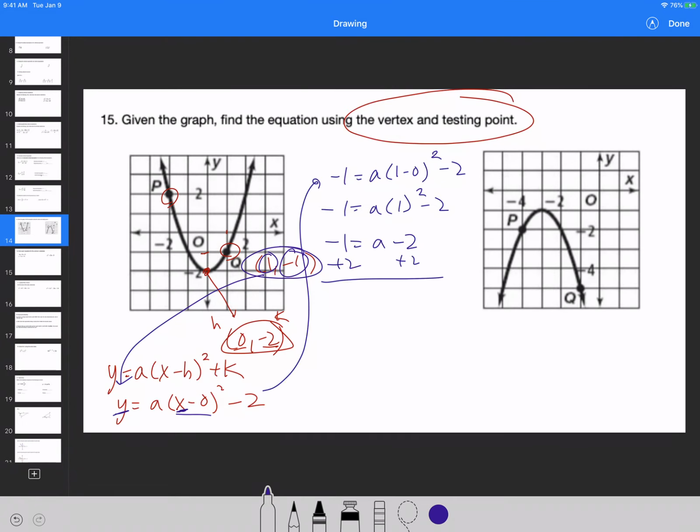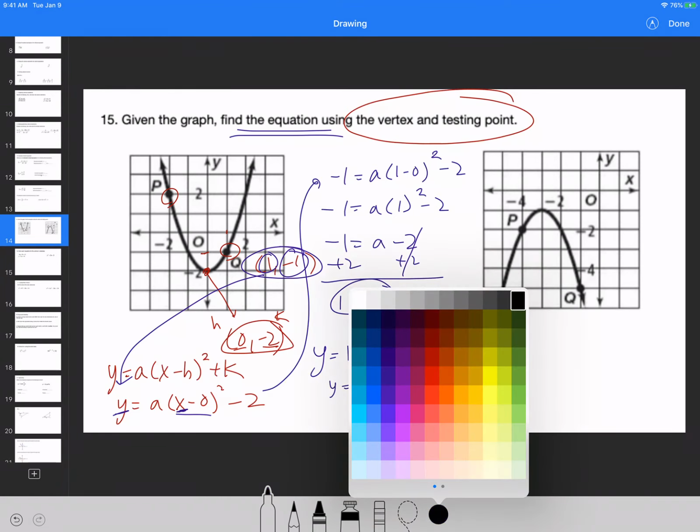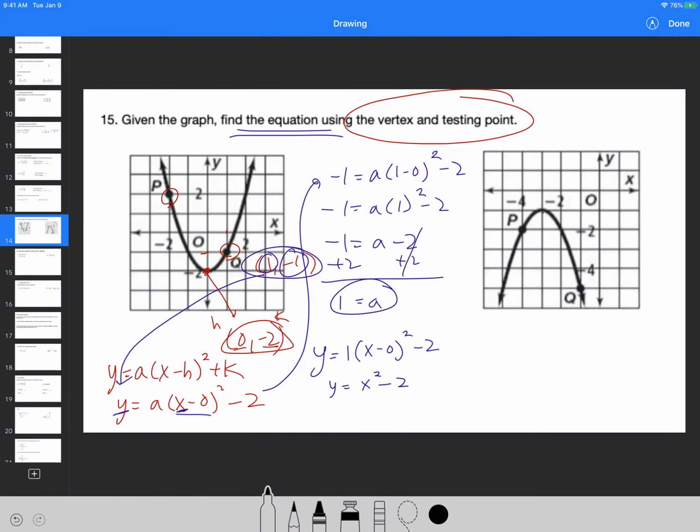Add the 2 on both sides. I'm going to get 1 is equal to a. So my final answer, because it's asking you to find the equation, not this entire gibberish, is that y is equal to 1 times x minus 0 squared minus 2. Or to simplify, it's x squared minus 2. Okay?